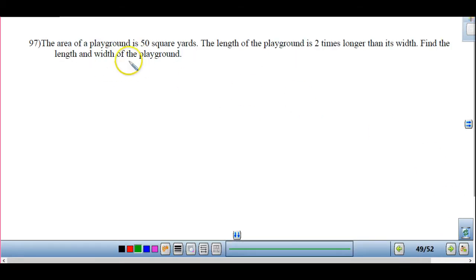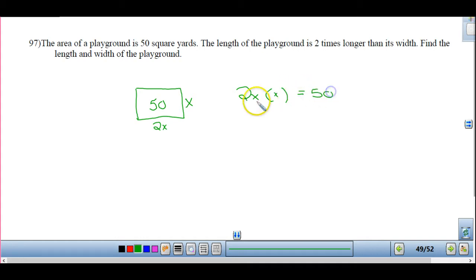Okay, we've got the area of the playground. It's going to be a rectangle, and it's 50 square yards. It says the length is 2 times the width. So if the width is x, the length would be 2x, because 2 times the width. And then the area is going to be 50. So we've got to take 2x times x to find area, which is going to be 50.